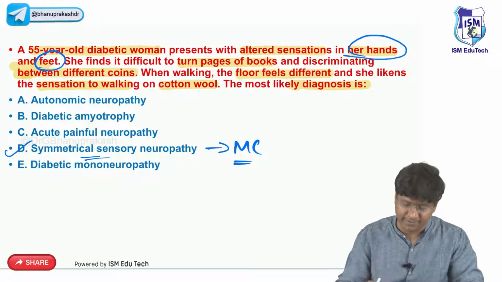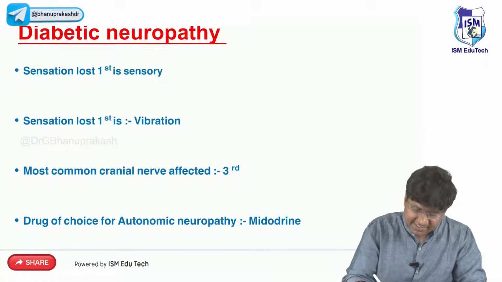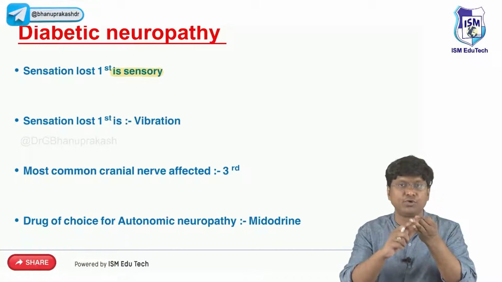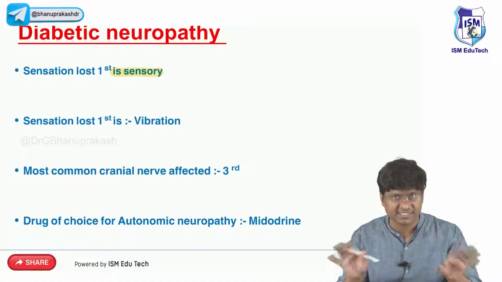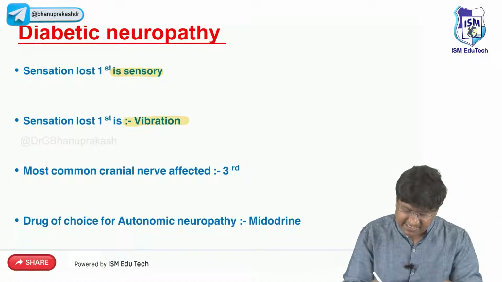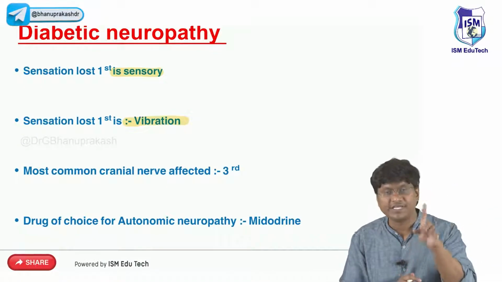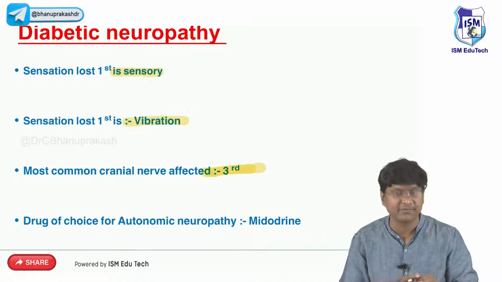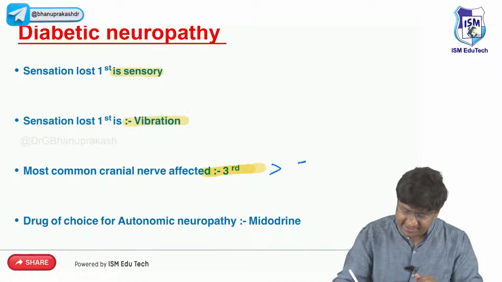If you take diabetic neuropathy, the sensation which is lost first will be sensory sensations. So if you take sensory, motor and autonomic, the first which is lost is sensory, and within the sensory, it is the vibration which is lost. And if you take the cranial nerve which is lost first, that will be the third cranial nerve, followed by the seventh cranial nerve.